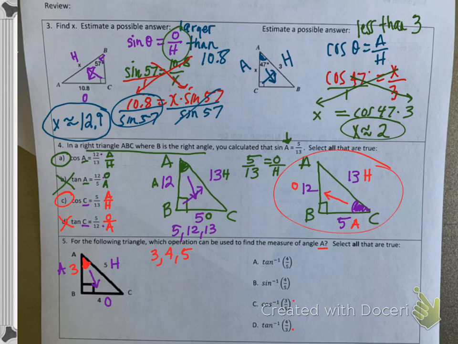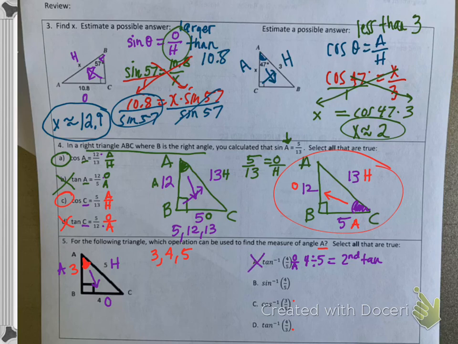Tangent inverse of 4/5. By the way, remember how to type this in. You would do 4 divided by 5 equals, and then you would hit second tangent in order to get the reference angle. So tangent is defined as opposite over adjacent. So in this picture, is the opposite 4 and the adjacent 5? And the answer is no.